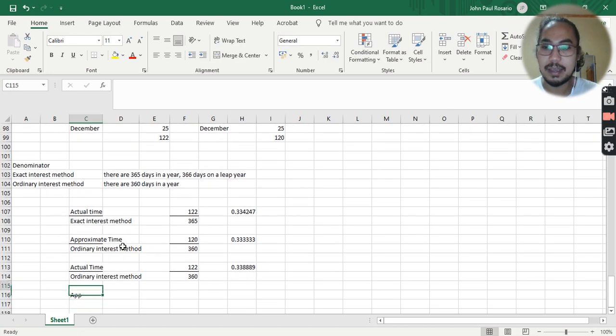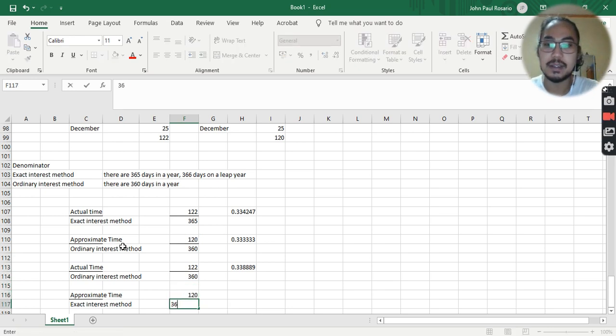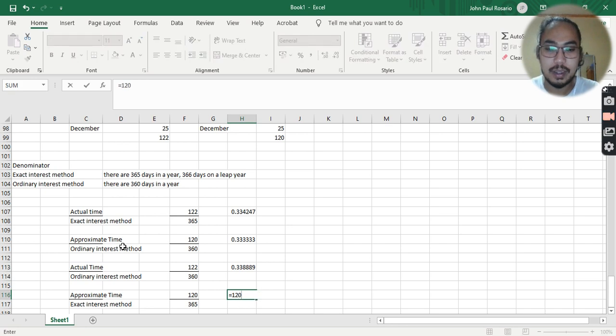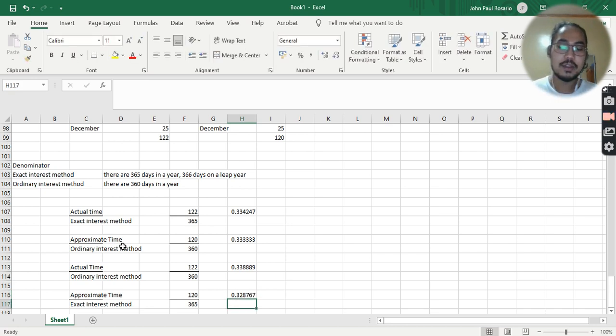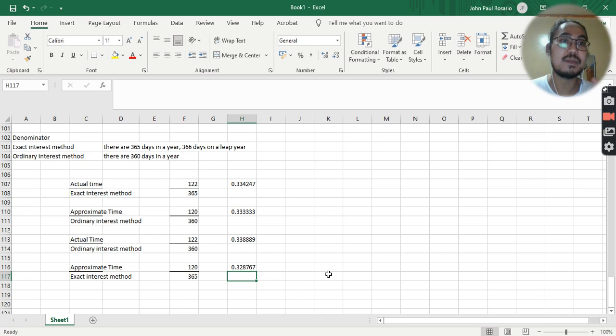Now, since actual time crossed, approximate time can also cross. So approximate time over exact interest. Our approximate time is 120 days over the exact interest method number of days per year, which is 365. So here we have 120 over 365. Let me compute that. 120 divided by 365 is 0.328767.